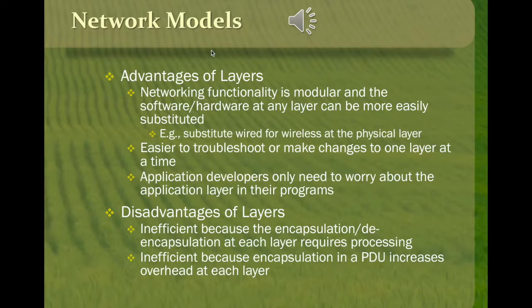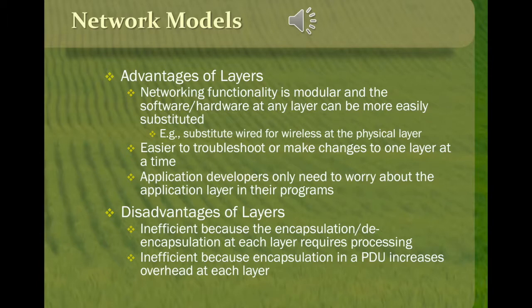This slide will be discussing the advantages and the disadvantages of layers. Let's discuss the advantages first. Networking functionality is modular, and the hardware and software at any layer can be easily substituted. For example, if you have a problem with your physical hardwired switches, it can be substituted at the physical layer for a wireless at any time.